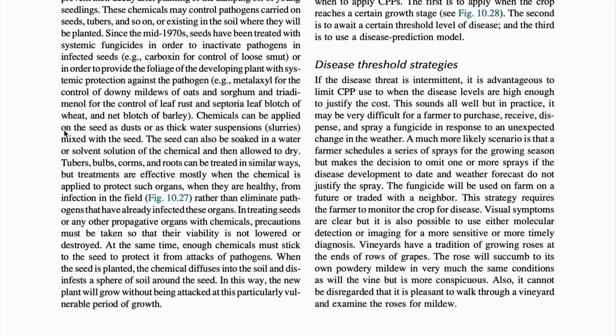Chemicals can be applied on the seed as dust or thick water suspensions. This is how chemicals can be applied to seeds, mixed with the seeds. The seeds can be soaked in water or a solvent solution of the chemical and then allowed to dry. Tubers, bulbs, cones and roots can be treated in similar ways.